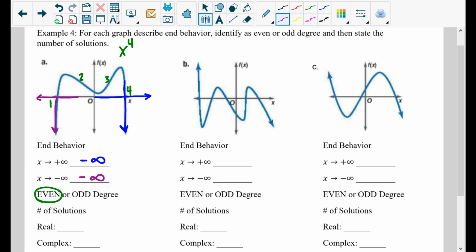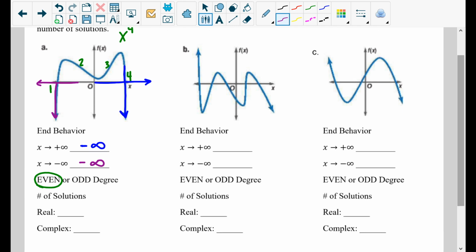Now, number of solutions. How many solutions do I have? Well, x to the 4th means 4 solutions. How many real solutions do I have? Again, real solutions intercept the x-axis. Looking at this, I have one real solution here, and one real solution here. So I have 2 real solutions, which then means the other 2 solutions are complex or imaginary numbers.